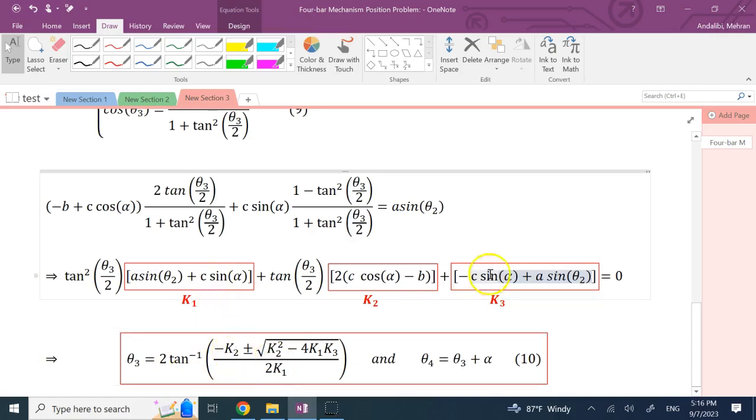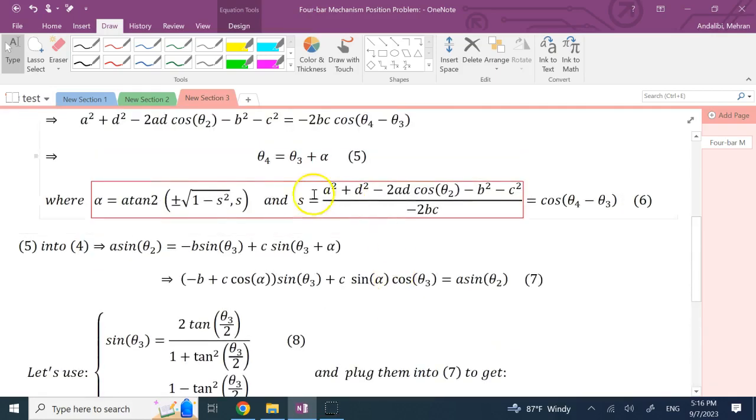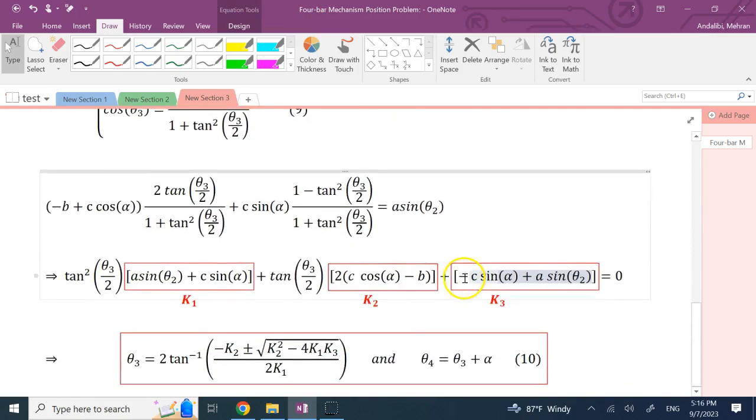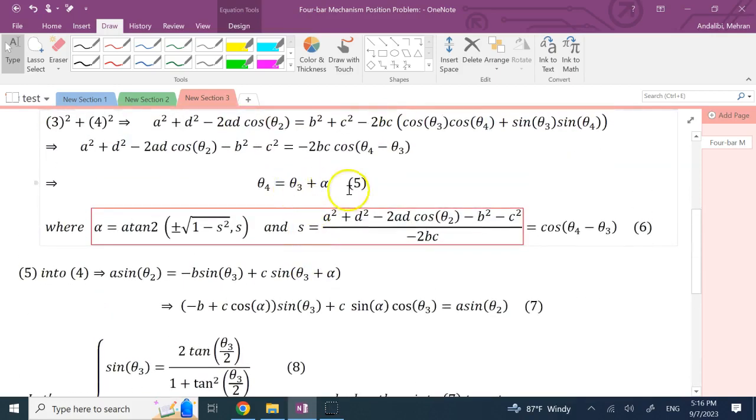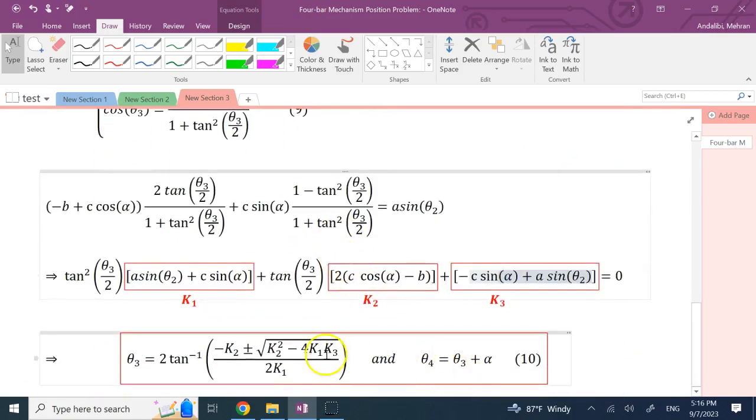And you see, k1, k2, k3, again, they are in terms of a, b, c, d, alpha. Alpha itself is a constant here. And once I know theta 3, guess what? Theta 4 is theta 3 plus alpha. So just whatever this theta 3 is, add alpha to it, and you will get theta 4. And clearly you see that there are two solutions, right? There are two solutions for theta 3 and theta 4.